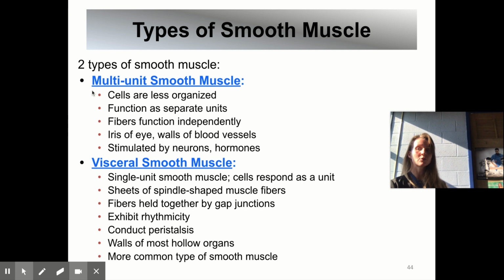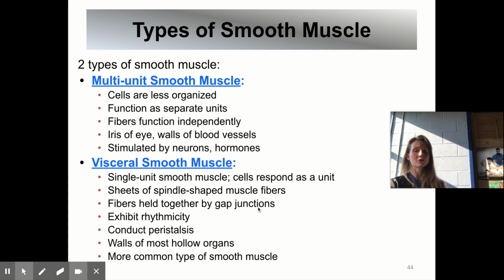We'll have multi-unit smooth muscles. The cells are even less organized. They function as separate units. The fibers function independently. We see these in the iris of the eyes and the walls of blood vessels, and they're stimulated by neurons and hormones. I mean, hormones is the more specific word that we're looking for here. So this means that all of these are automatic, so you don't control these, like the iris of the eye, which contracts and dilates the pupil.